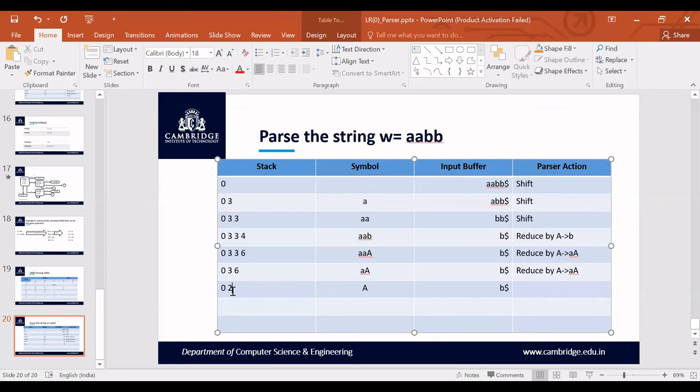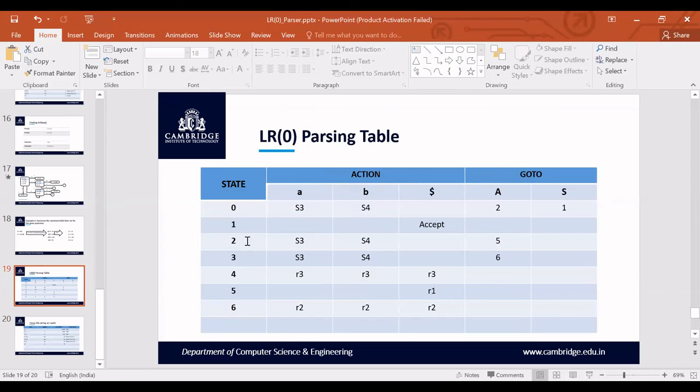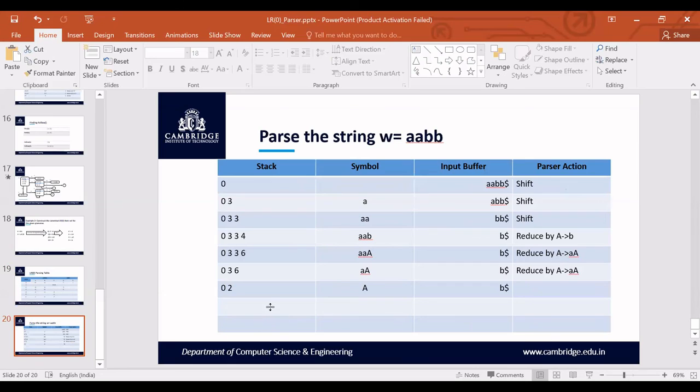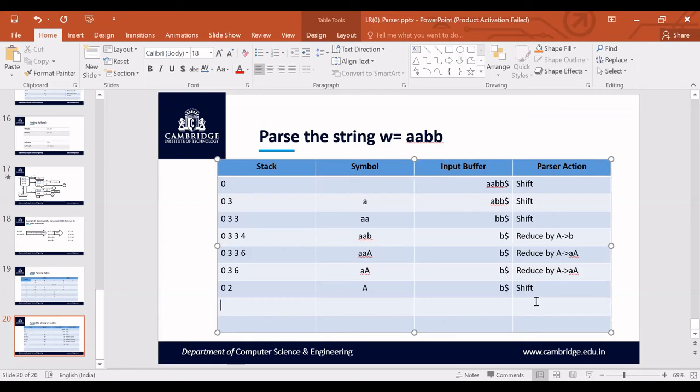And now take a transition of state 2 with the symbol in the input buffer. What's the symbol in the input buffer? B. Check what is 2 on B. 2 on B is, yes, 4. That is shift 4. 2 on B is a shift operation. What are you trying to shift? 0 is already there, 2 is already there. I am trying to shift the state 4 onto the stack top, and in turn I'm reflecting that over here, by shifting B from the input buffer to the symbol column, and the input buffer is now empty, having only the dollar symbol.